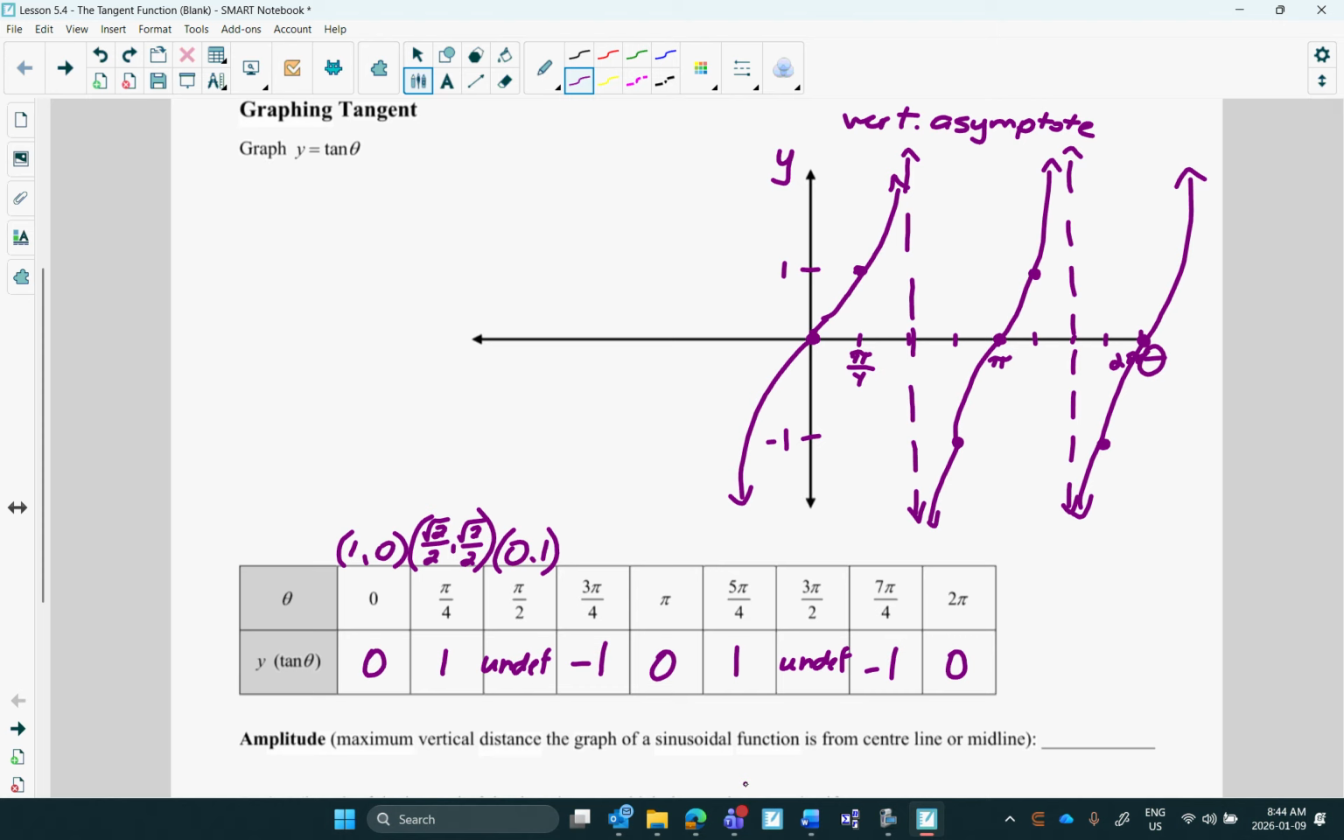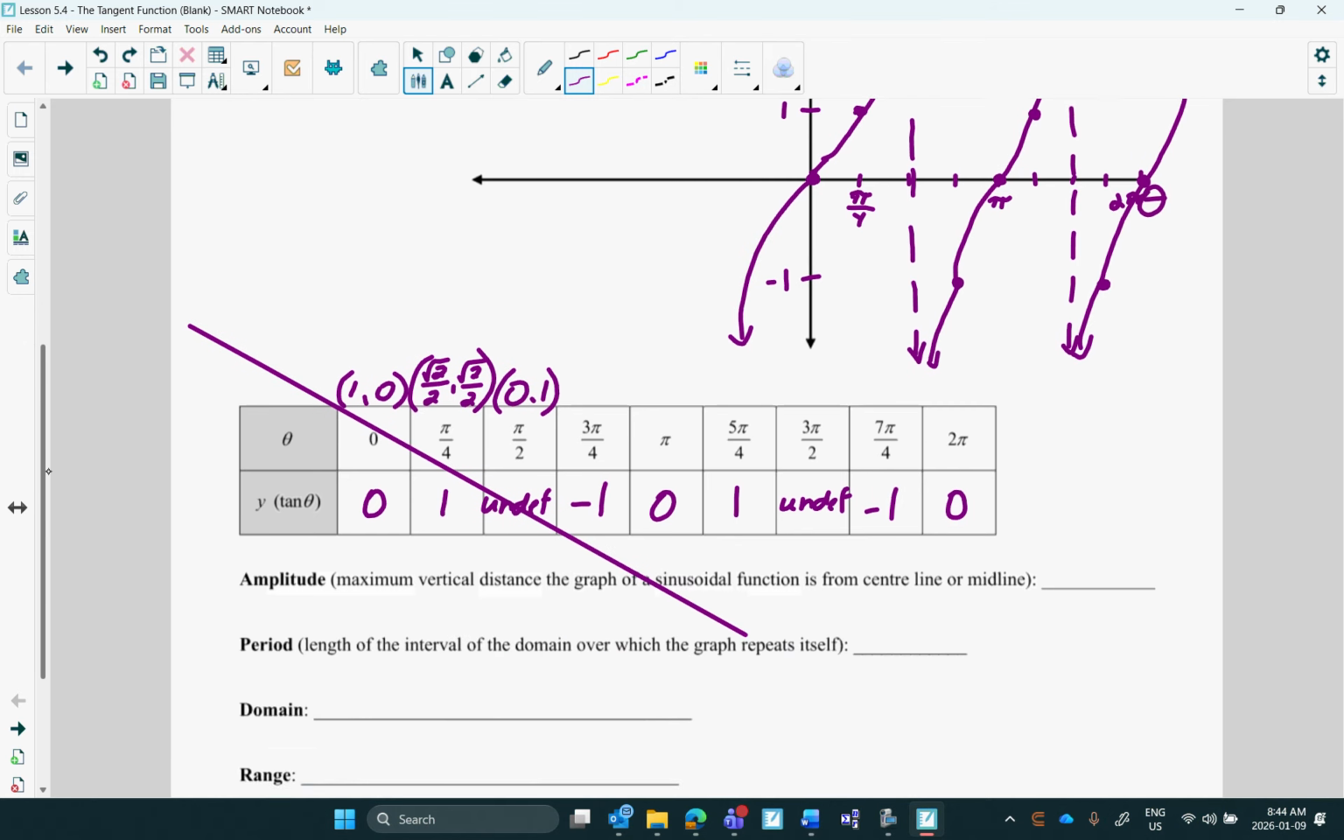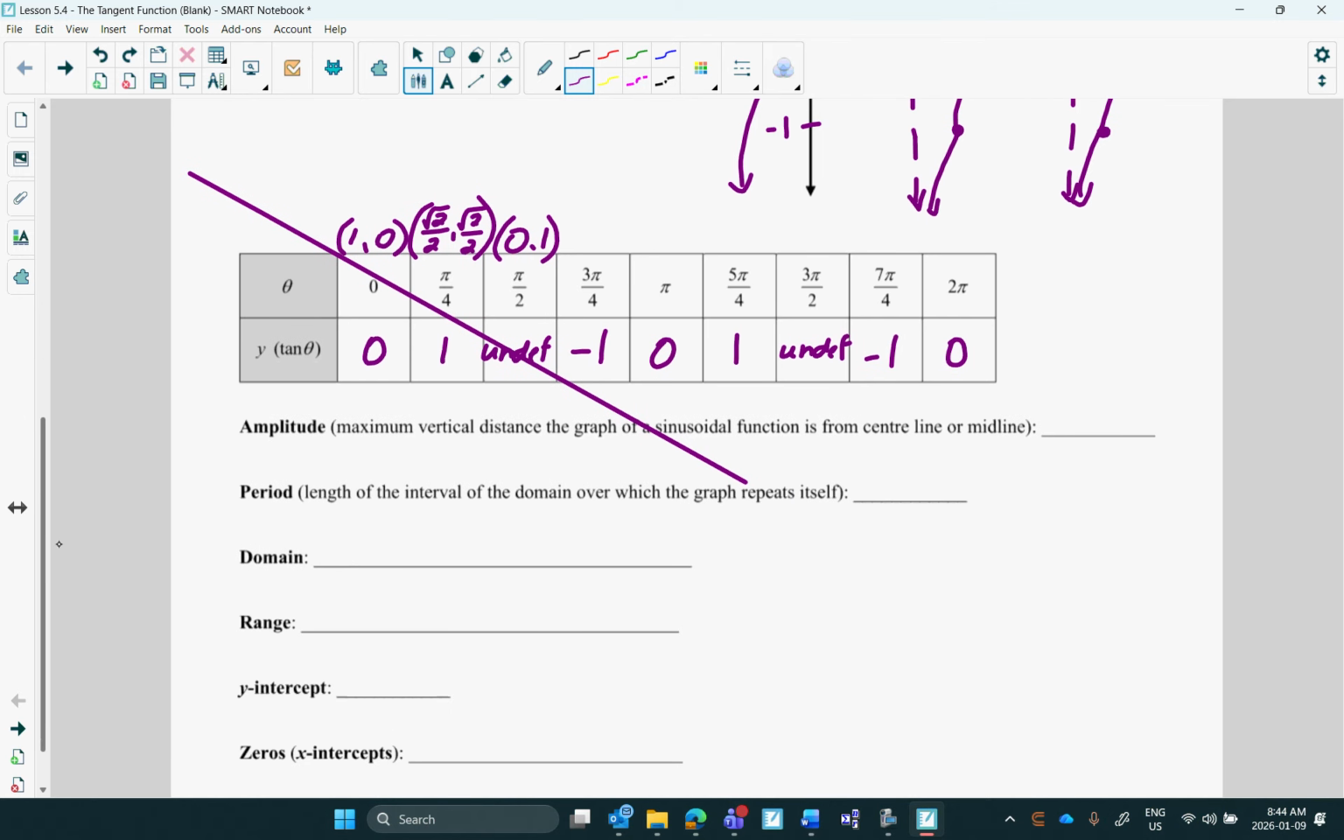Okay? You should be familiar with what tan looks like. You should be able to say where a vertical asymptote would be. And you should also be able to state these properties. The amplitude. What would the amplitude be?